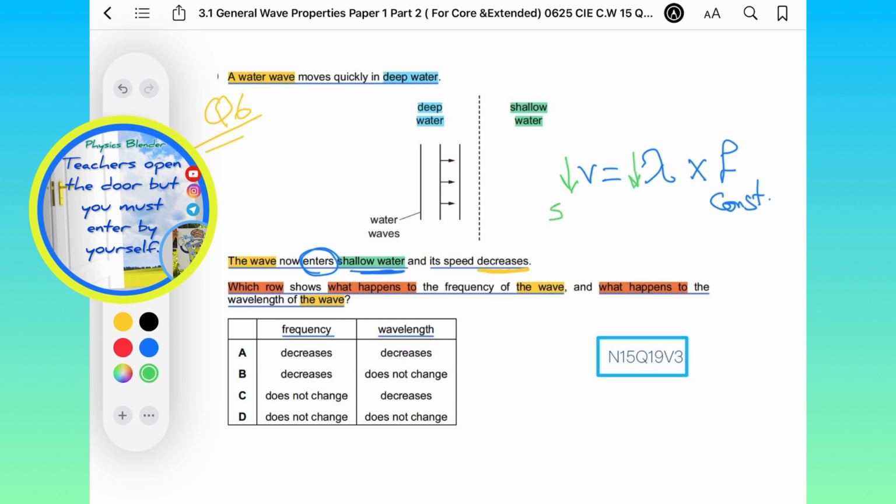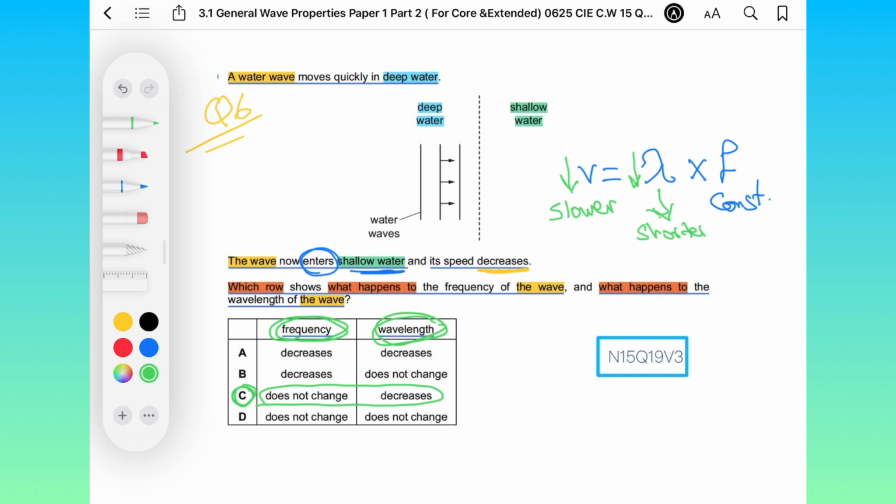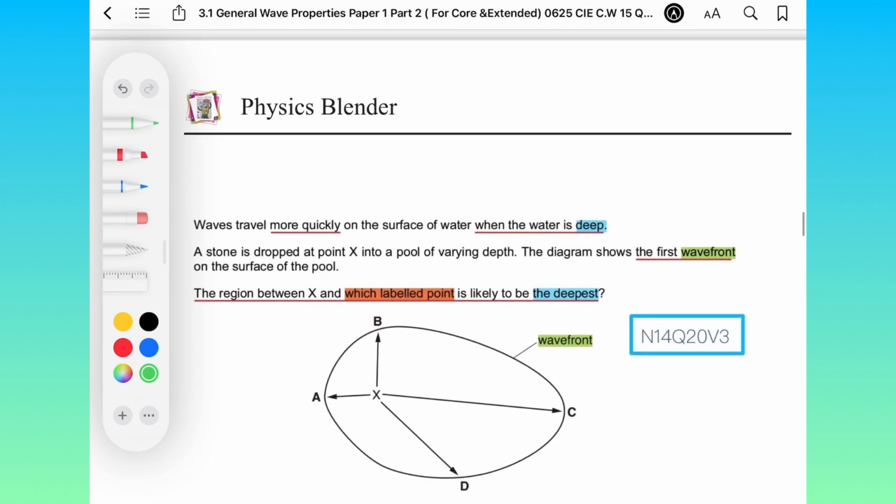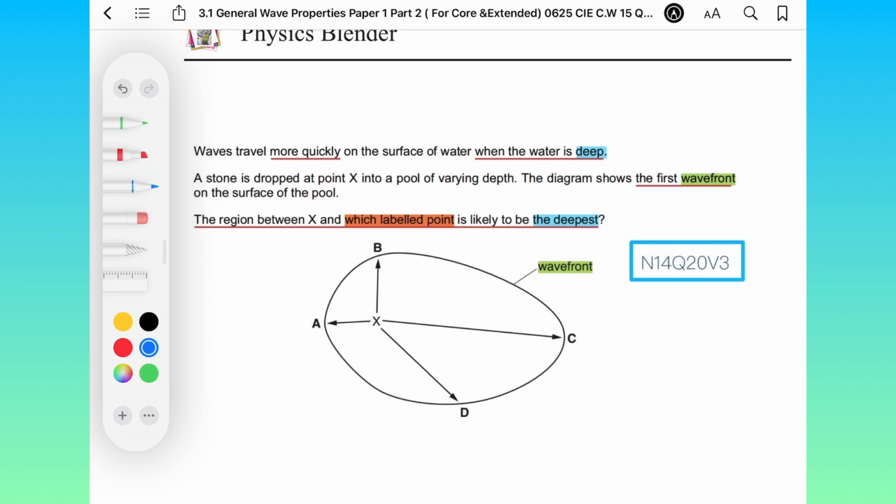So the speed is slower and the wavelength is shorter, decreased. The answer for this one is that the frequency doesn't change and the wavelength becomes less. So the answer is C. Is it clear? Okay, question 7 is challenging.